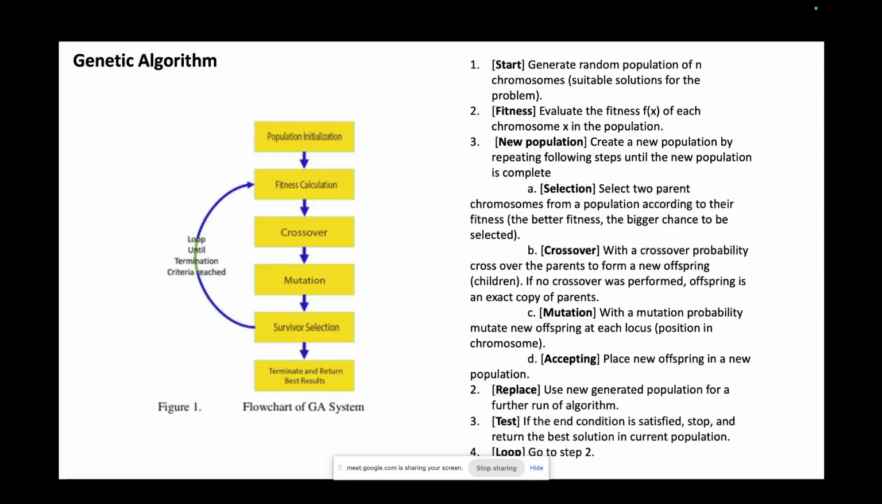Okay. So this is how a genetic algorithm operates. This is an iterative process. I'll go over each step. You start here. You generate a random population of n chromosomes, which are suitable solutions for the problem. Then you do some sort of a fitness calculation. So you evaluate the fitness of each chromosome x in the population.